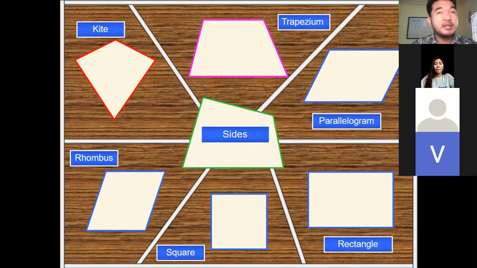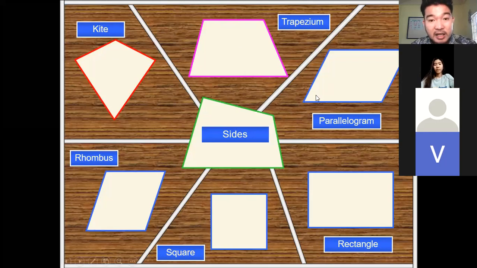So meron kasi silang iba't ibang klase ng pagkakaayos ng mga sides. Okay? So meron silang mga properties. Kailan natin tatawagin na trapezium ang isang quadrilateral? Kailan natin tatawagin na parallelogram siya? So mayroon silang iba't ibang properties. Simulan natin sa sides. When the quadrilateral is a trapezium, ibig sabihin, so that means that quadrilateral has one pair of parallel sides. What do we mean by parallel sides? Parallel meaning no matter how long you extend the sides, they will not intersect.